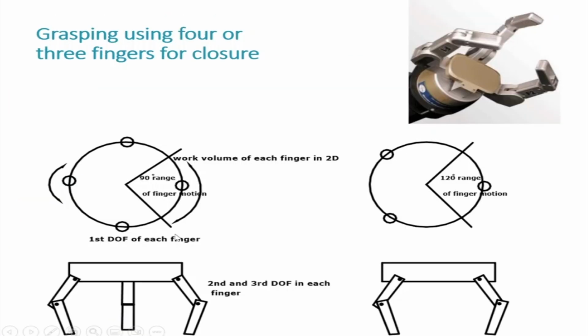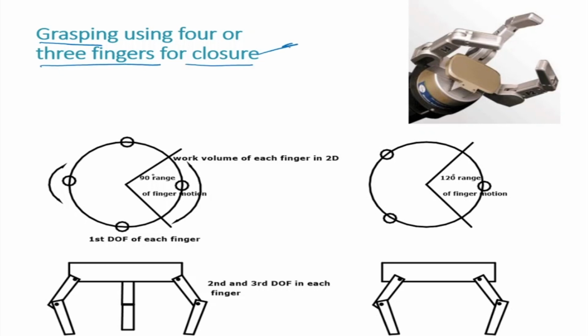Now let's start off by looking at grasping using 4 or 3 fingers for closure. Then we'll move on to multi-agent. The theory is more or less the same. Then we'll finally end with bipedal locomotion, that is, walking on 3-dimensional terrain. So first we'll look at grasping using 4 or 3 fingers for closures.